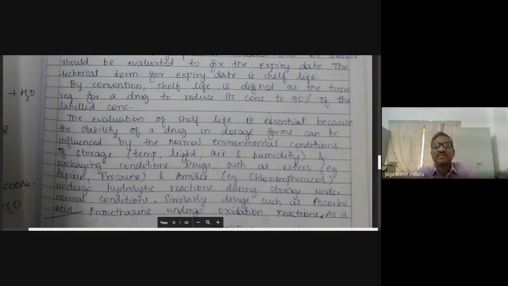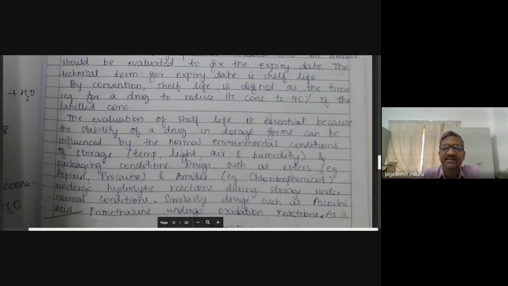Most of the time, drugs like esters, for example aspirin, procaine and paracetamol, and some of the amides like chloramphenicol, undergo hydrolytic reactions. Hydrolysis takes place in the presence of water, the primary component. The second is acid or base as a catalyst, that is, specific catalysis by the presence of H plus and OH minus ions, and general acid-base catalysis, where we have a proton donor or a proton acceptor, and hydrolysis keeps on going. That's what we have already learned in the theory.